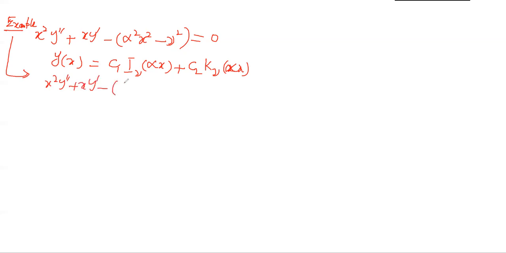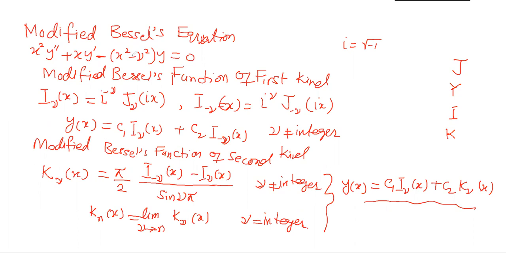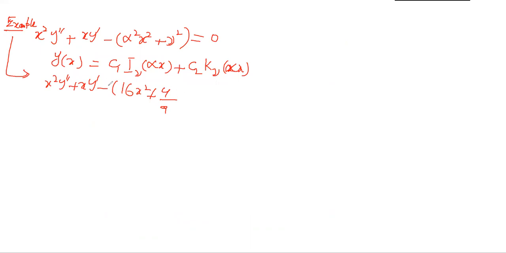So just for an example, if the equation is x square y double prime plus xy prime minus 16 x square plus 4 over 9, actually here it should be plus, okay? I think I made some mistake previously. In the modified Bessel's equation, here we are using plus sign. Yeah, I should correct it. So that's why we are using plus here as well: 16x squared plus 4 over 9. Okay. So minus is outside, plus is inside over here. And y is equal to 0.